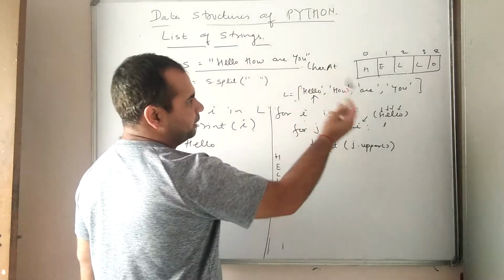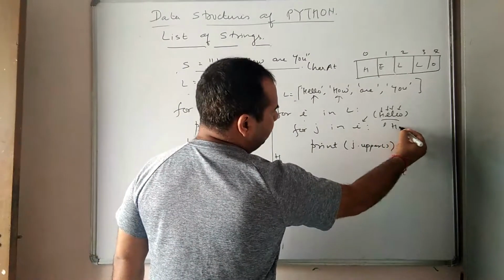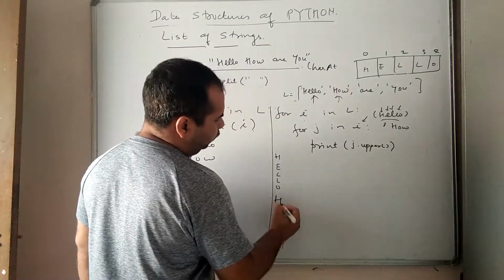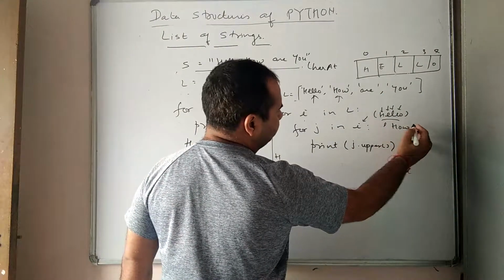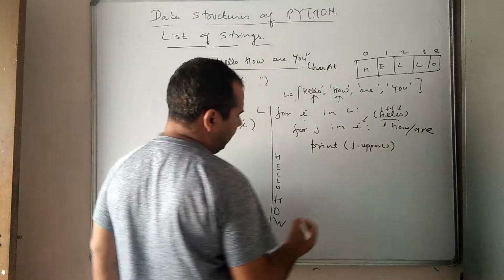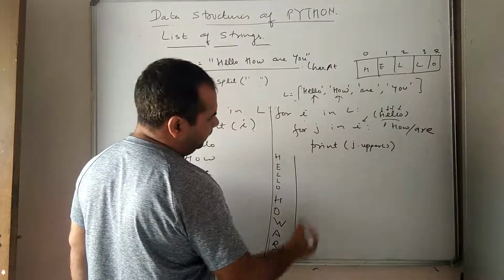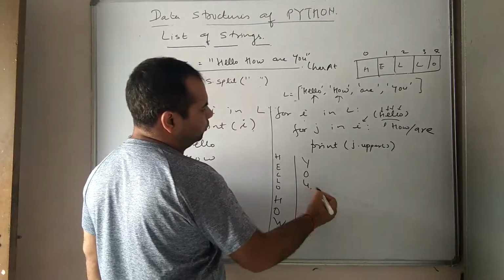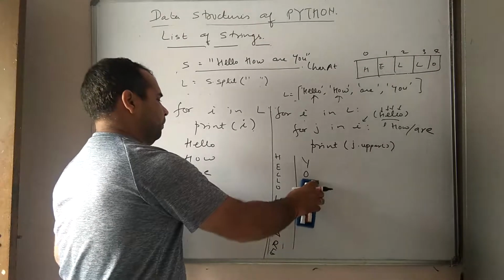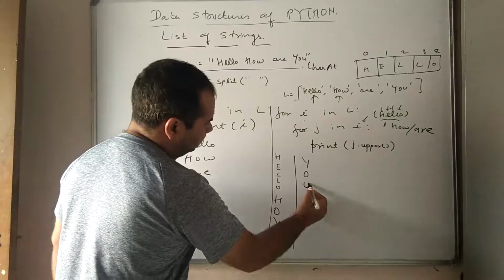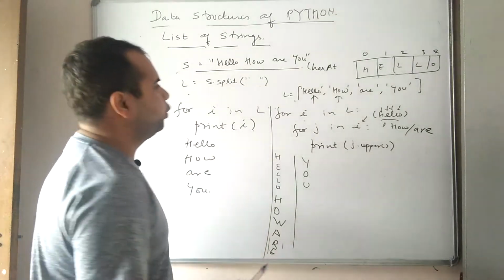When I iterate, it will go to how, then how will come here, and it will again print it in capital letters, HOW. Then R will come here, and it will print A, R, E, and then similarly U will come here, Y, O, U. So iteration within the iteration, that is nested looping, will be there.